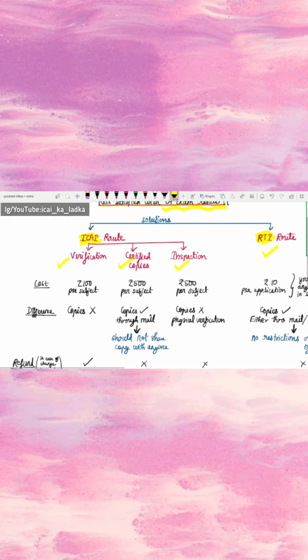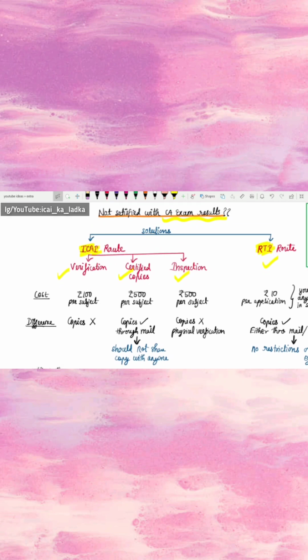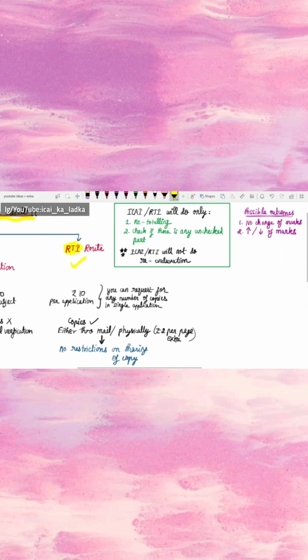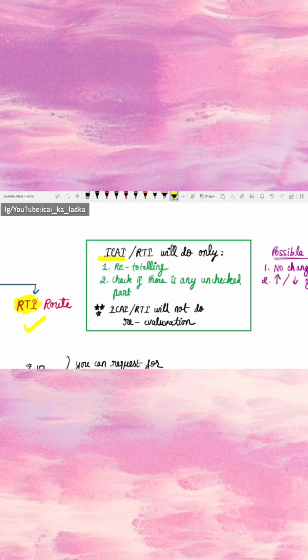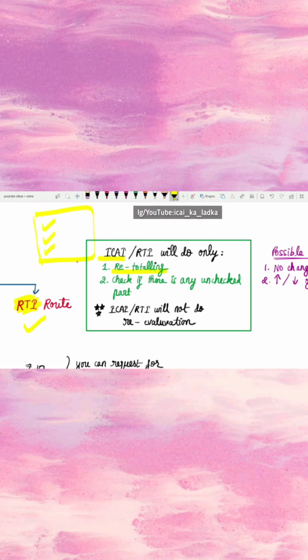In the case of verification of marks, certified copies or inspection, what the ICAI will do is retotal. That means when you got your answer sheet, they would have given you certain marks like 5 marks, 6 marks, 7 marks for each answer. ICAI will check if the totaling of those marks is correct or not. They will only retotal the marks already allotted. They will just check if the calculations are correct, whether the total they have put at the end is correct according to the marks already given.